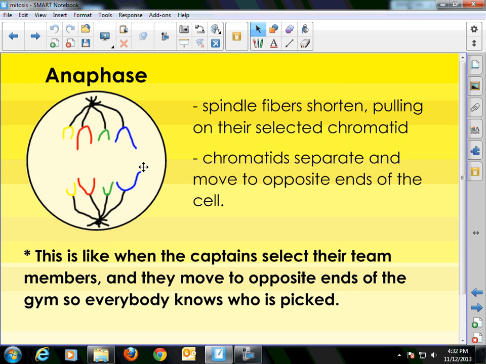Once they've been lined up, now we have to divide them. So once the captains make their selection, they divide, and one team goes to one side of the gym, the other team goes to the other side of the gym. This is called anaphase in the cell, and what happens is these spindle fibers shorten, and when they do, they pull on their individual chromatids and pull them to the opposite ends of the cell. So what we're going to end up with is this set of chromatids going to the top and this set of chromatids going to the bottom, and they've been separated into their two teams. If you think of animation, animated things are moving, and anaphase is the moving phase of mitosis.